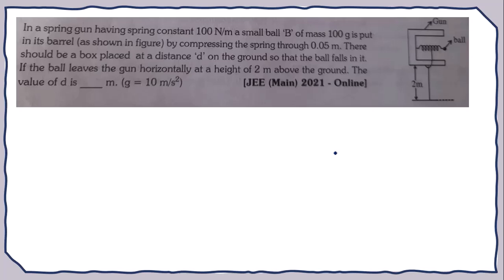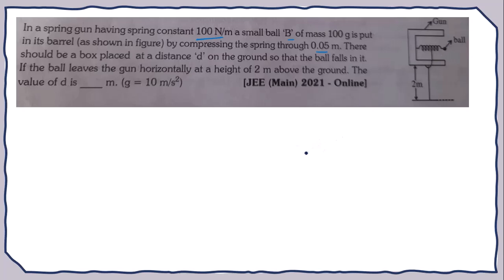Now moving on to the next situation. There is a spring gun, having a spring constant of 100 Newton per meter. A small ball B of mass 100 gram is put in the barrel, compressed by a distance of 0.05 meter. So there is a spring and you push the ball by a distance of 0.05 meter. Once we release it, the ball will follow a projectile path.